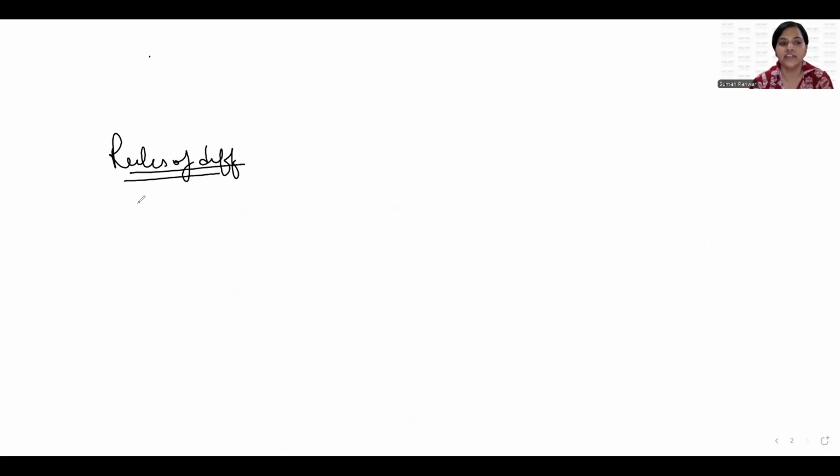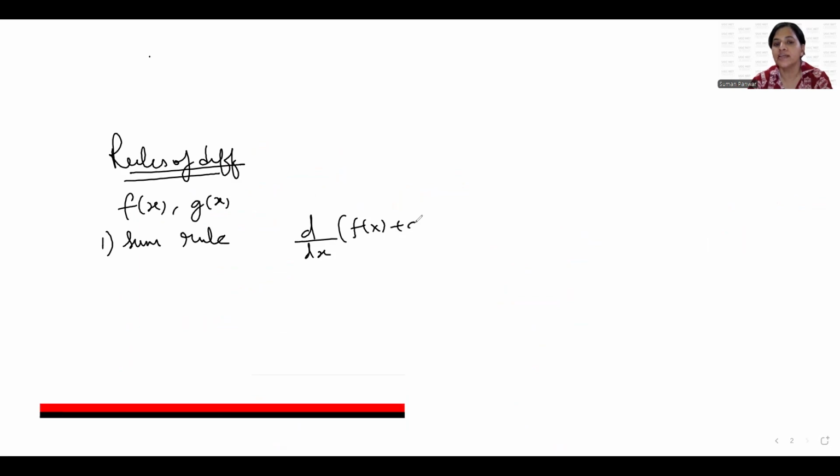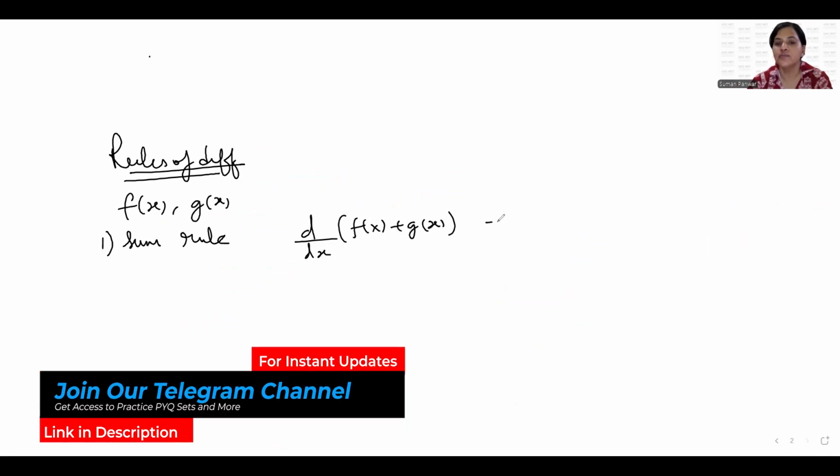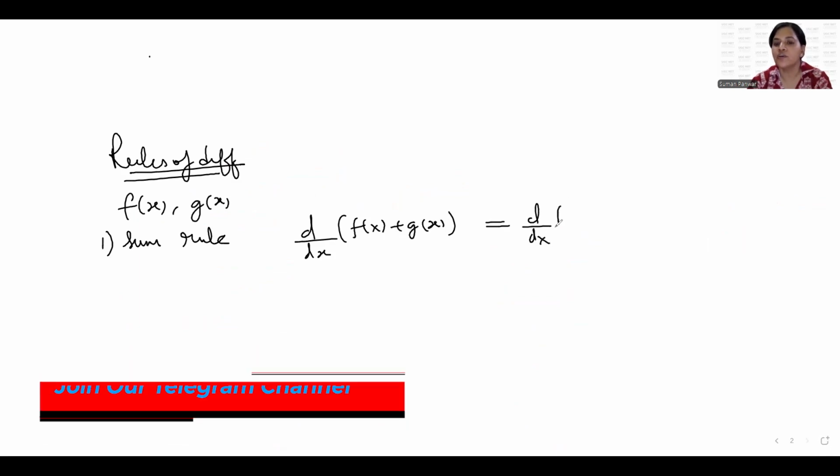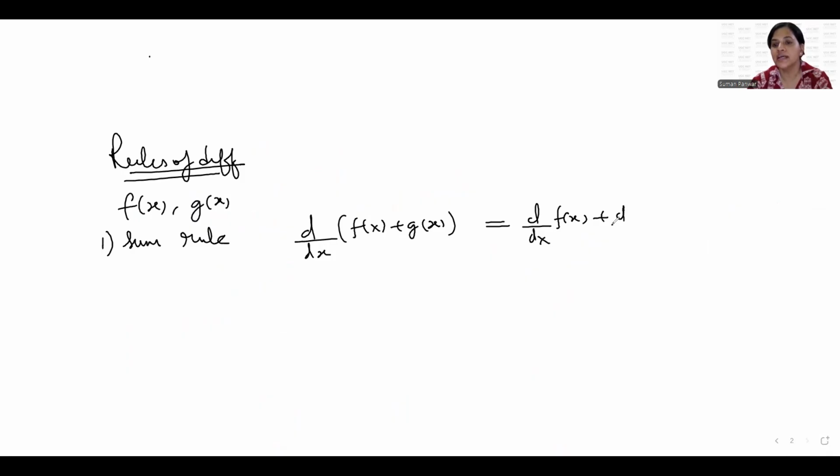If fx and gx are two functions, then the sum rule. What is the sum rule? d by dx of fx plus gx is equal to d by dx of fx plus d by dx of gx. That means the derivative of sum of functions is equal to the sum of the derivatives of functions.